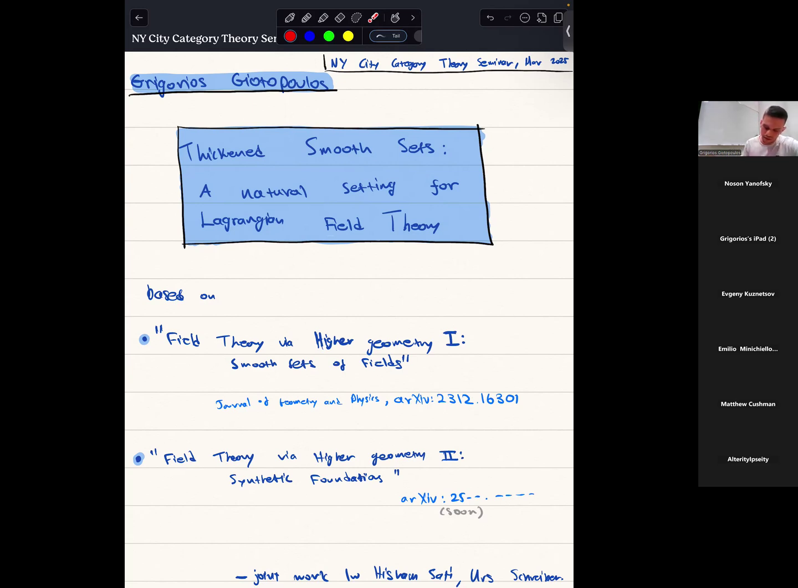Let me just say this is based on the paper that's already out: Field Theory via Higher Geometry, Part 1. This is just smooth sets of fields. You see, I've omitted the word thickened here because there is no infinitesimal structure in there. But still, even with just smoothness, you can do most of physics. Textbook field-theoretical classical physics, you can formulate that way.